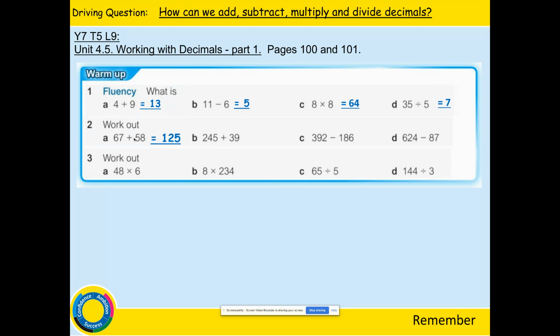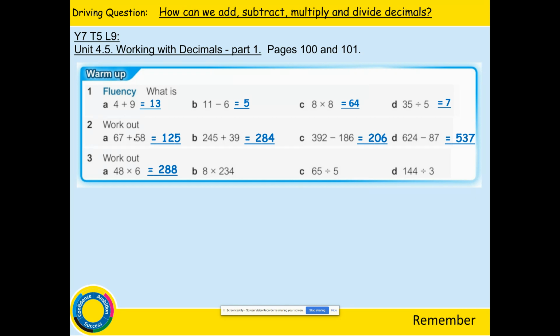67 add 58 is 125. 245 add 39 is 284. 392 subtract 186 is 206. 624 subtract 87 is 537. 48 times 6 is 288.